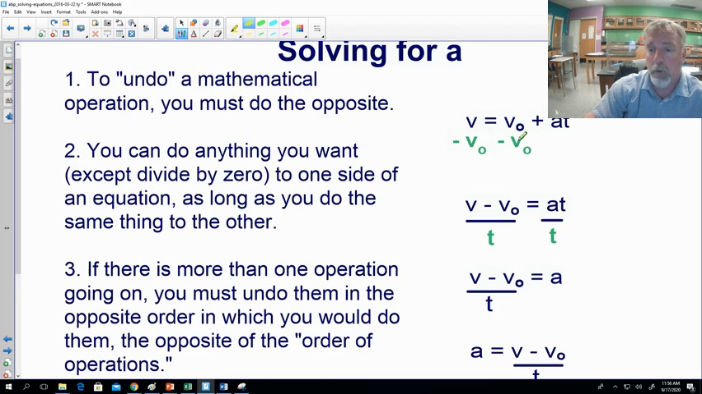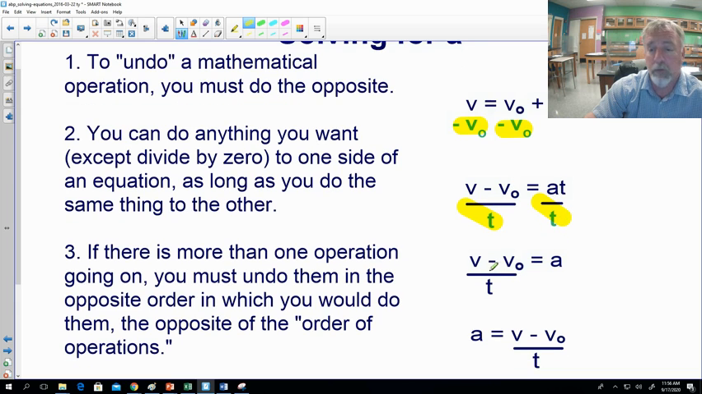All right. So how do we undo our addition here? We're going to subtract V0. Rule 2 tells us to do it to both sides. Now that we've subtracted our V0, Rule 3 tells us we got to do the other operation. What's our other operation? Dividing by t on both sides here. That leaves us this equation, V minus V0 over t equals A.